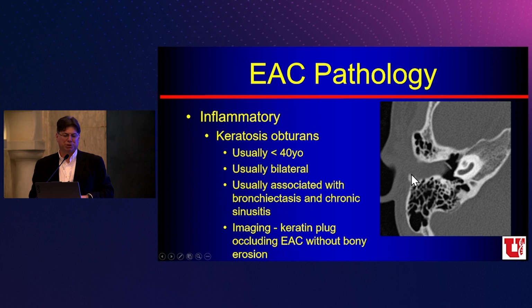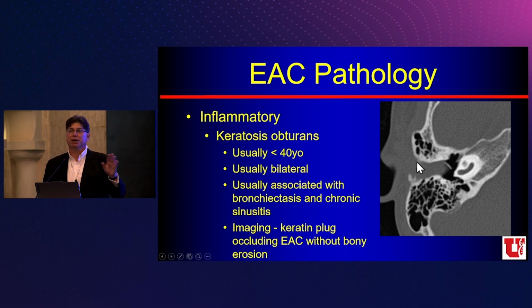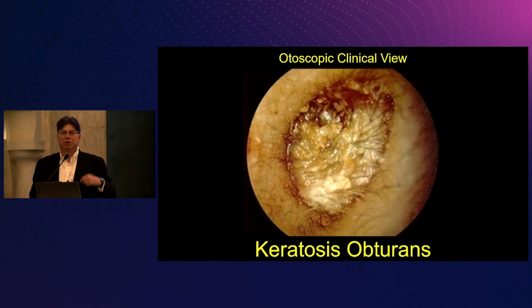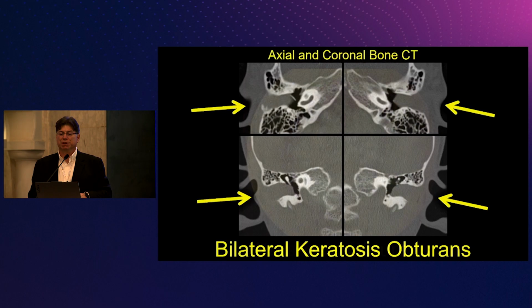Usually these patients are under 40, it may be bilateral, and we see a soft tissue defect filling the external auditory canal itself. The osseous walls look okay, they're not destroyed, but I have homogeneous soft tissue filling the external auditory canal in those cases. On otoscopic view, if they look in the ear, they just see a big keratin plug. They can't see down to the tympanic membrane on otoscopic examination of those cases.